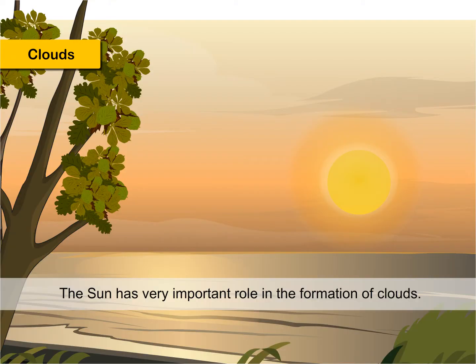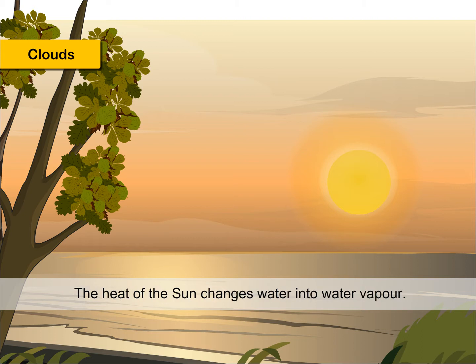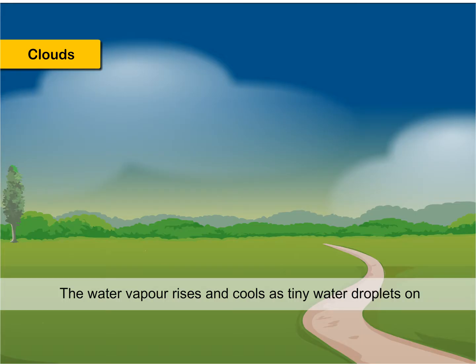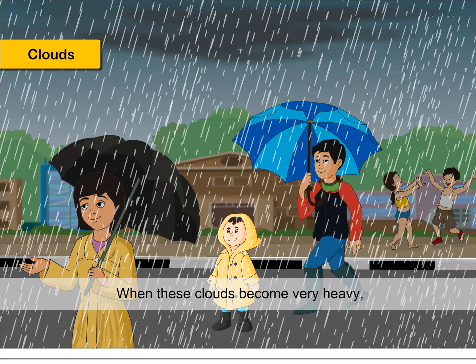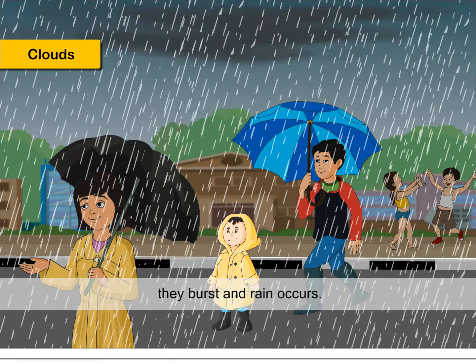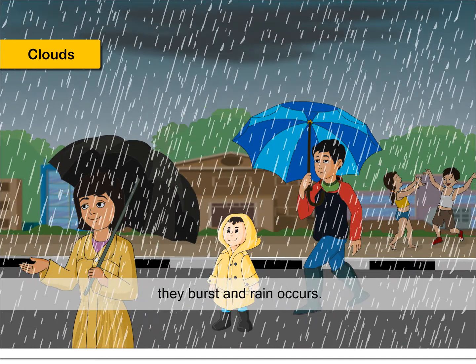Clouds. The sun has a very important role in the formation of clouds. The heat of the sun changes water into water vapor. The water vapor rises and cools as tiny water droplets on the dust particles present in the air. All the water droplets collect together and form clouds. When these clouds become very heavy, they burst and rain occurs.